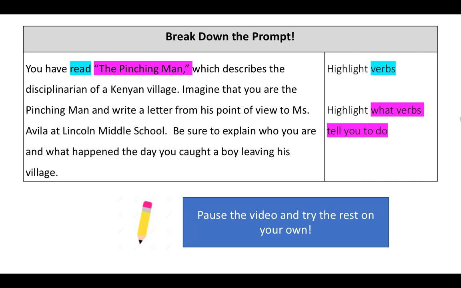Now I want you to pause the video and try the rest on your own. So there are at least 3 more verbs. You are going to highlight verbs in blue, and in pink, you're going to highlight what the verbs are telling you to do.